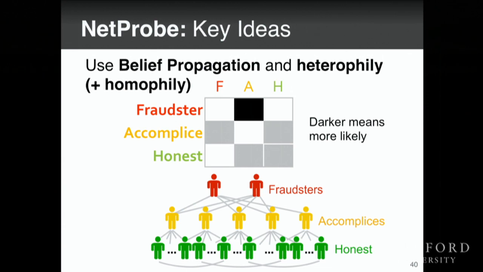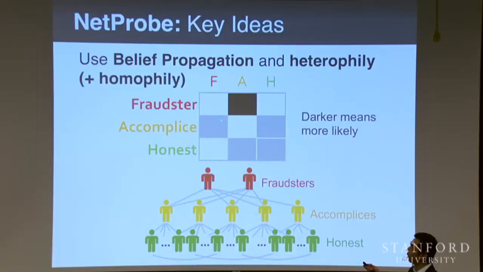What that means is that fraudsters are not likely to connect to fraudsters; they are likely to connect to accomplices. More saturated means more likely. This is for the heavyweight transactions that I briefly talked about. So fraudsters are very likely to connect to accomplices, and not likely to connect to honest people until the very end when they're ready to defraud them. Similarly, accomplices are likely to connect to fraudsters, not likely to connect to accomplices, and likely to connect to honest people because they want to act like honest people. Similarly for honest people. So this 3x3 matrix exactly describes the near bipartite core pattern that we want to detect. This becomes the input to the algorithm.